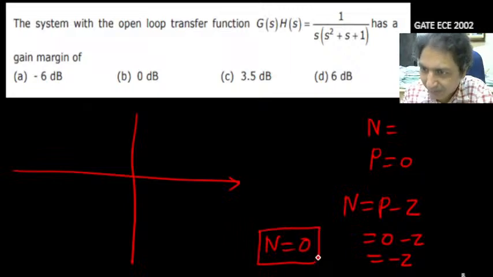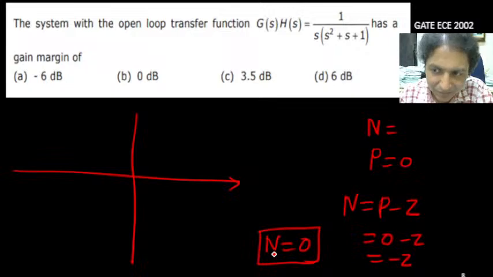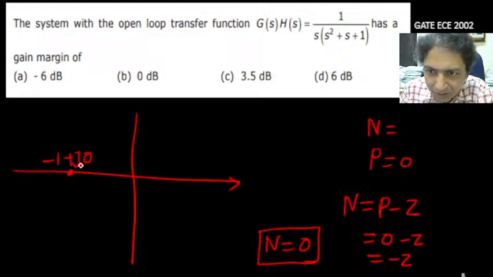Otherwise it is unstable. In other words, if the open loop system is stable, in the closed loop system, in this GS-HS plane, the contour should not enclose the minus 1 j0 point. Otherwise it will be unstable. So that's how this point minus 1 plus j0 is crucial.